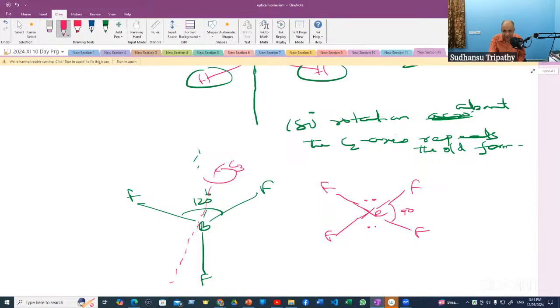So every 90-degree rotation about a vertical axis will produce forms which are indistinguishable.